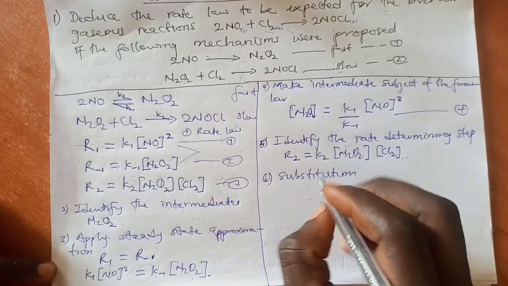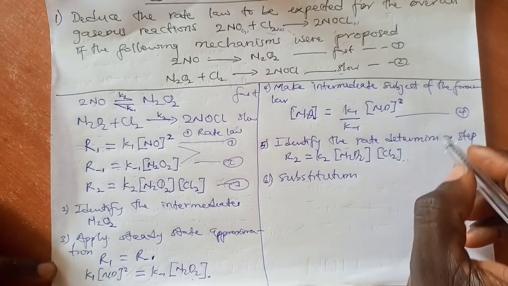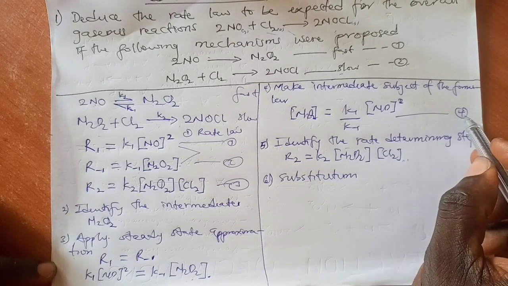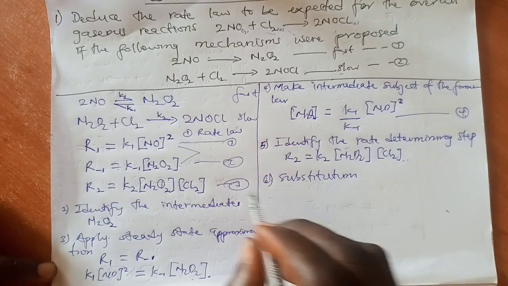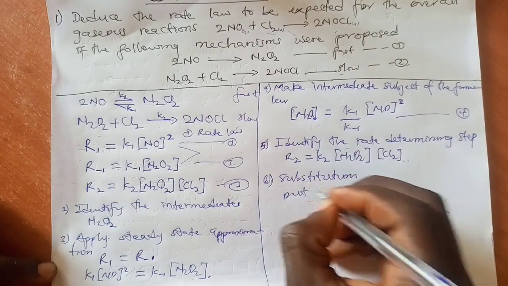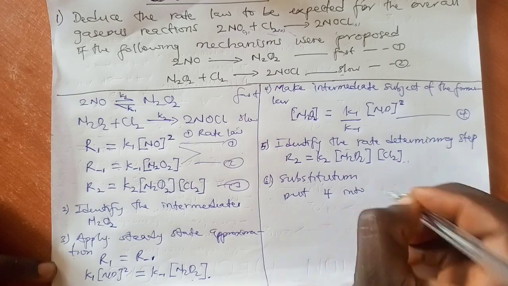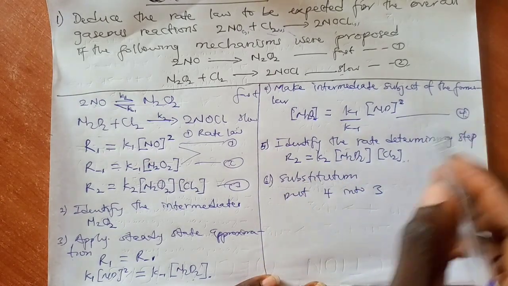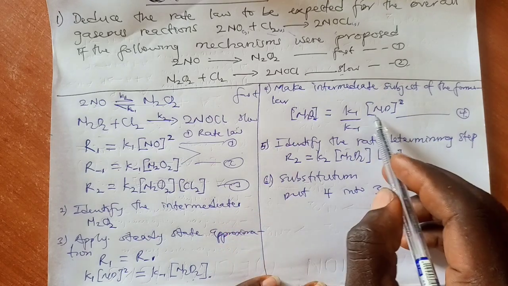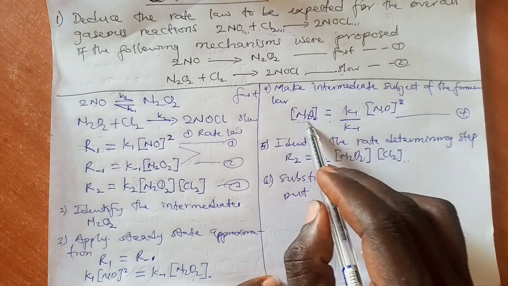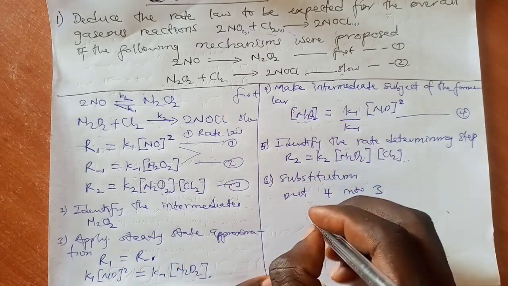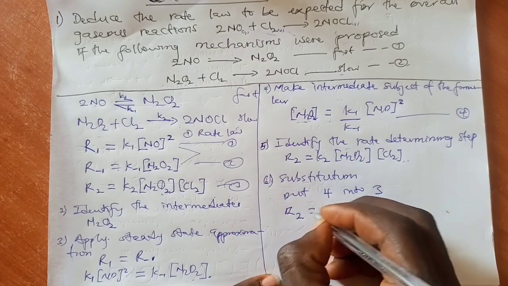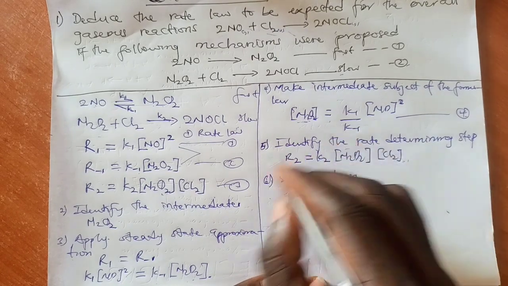So if you substitute equation 4 into equation 3, that means put 4 into 3. When you do that, remember this is equation 4 and this is equation 3. And what are you doing? You are substituting this one into here. So you are going to be having R2 is equal to what?